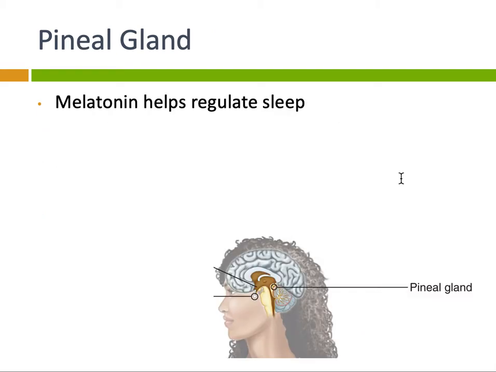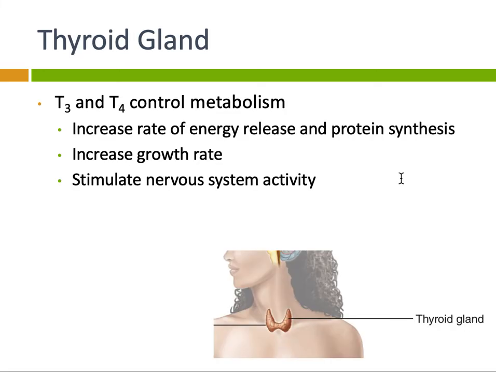Next, we have the pineal gland. The pineal gland is going to help regulate our sleep-wake cycles through the production of the hormone melatonin. The thyroid gland produces a number of different hormones. We'll talk about two, which are T3 and T4. They do have longer chemical names, but we'll stick with the short versions, T3 and T4. They are going to control metabolism. So this is going to increase the rate of energy release and protein synthesis, increase growth rate, and stimulate nervous system activity.